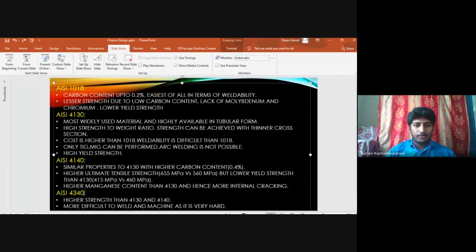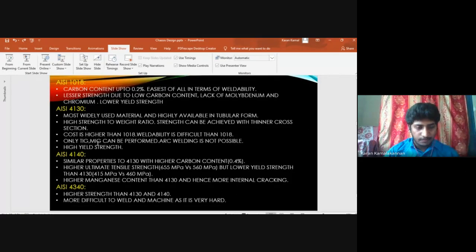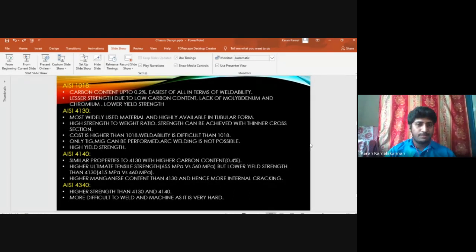Next, the 4340 is also used as a material for frames. We have the nickel content here and the same carbon content as 4140. It is more difficult to work with than the other three, and also costlier than 4130 and 4140. So these are some of the points for the different materials we use for making the space frame. I hope you can go through that, so you can select an optimum material for your design.